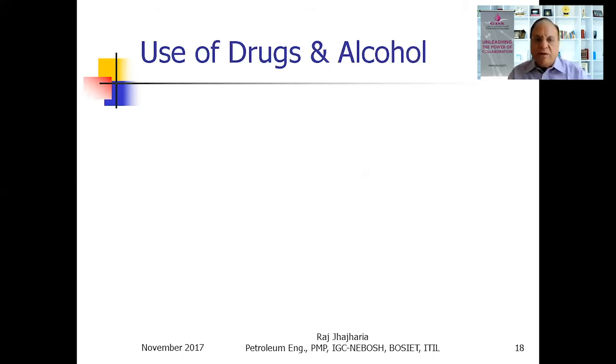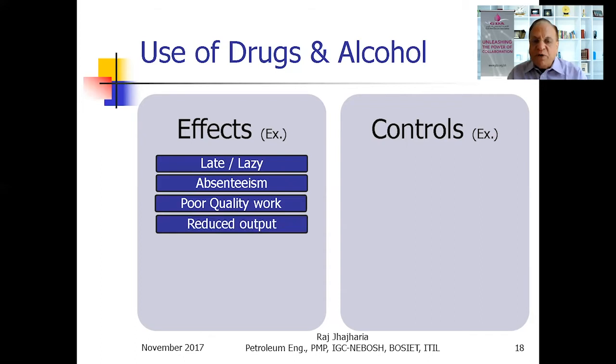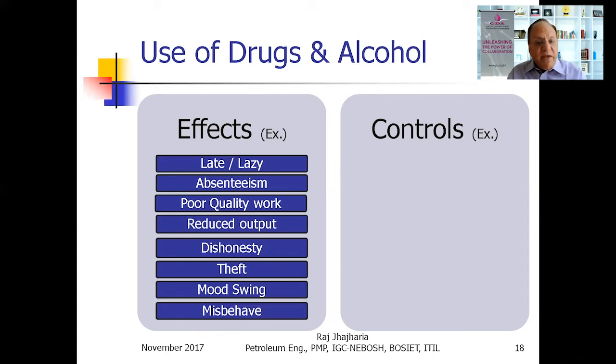Now, use of drugs and alcohol. So what are the effects and controls? Late and lazy. These are the signs of people who might be under the influence of drugs and alcohol: they come late or are lazy, they are absent most of the time, the work quality is very poor, and their output has been reduced. They are not honest, they resort to theft because they want to buy the drug which they cannot afford. Their mood swings, one moment they are very happy, another moment very aggressive, and they misbehave. All of these are indicators, they may not be 100%, but there might be something in the background related to drugs and alcohol.